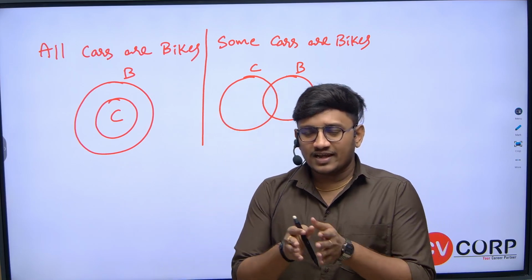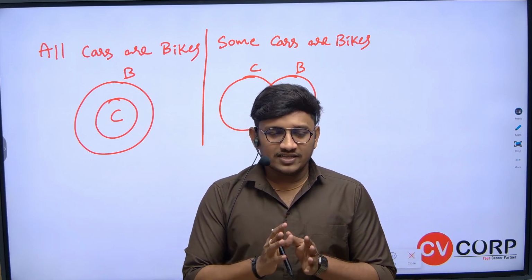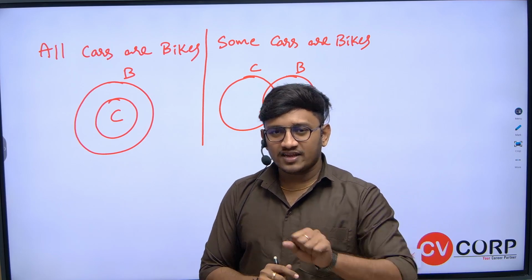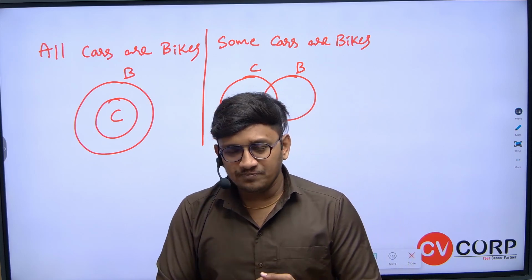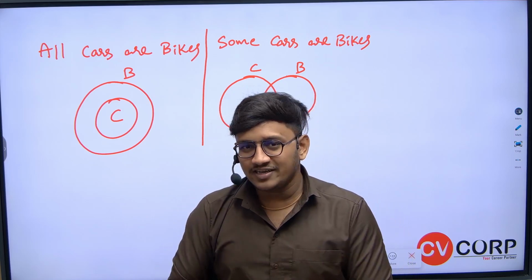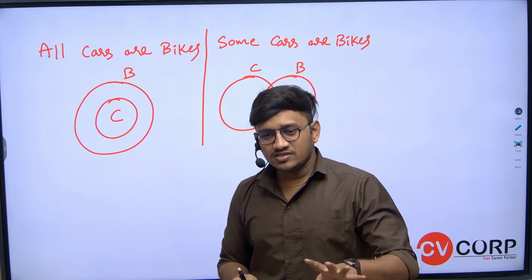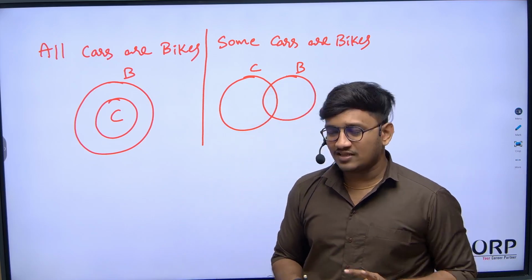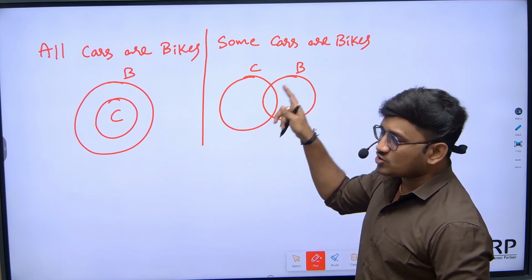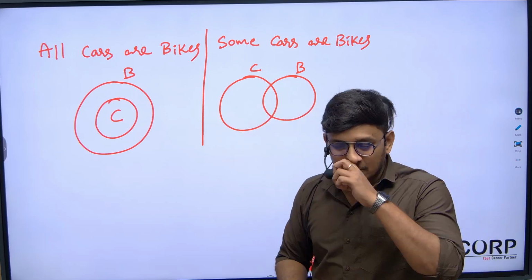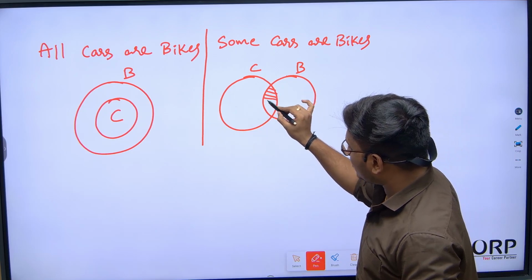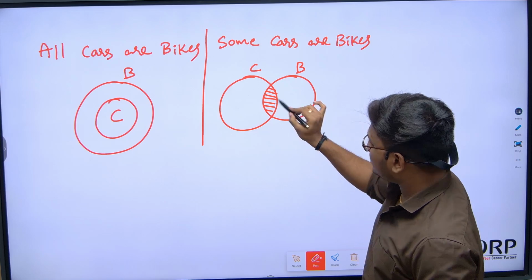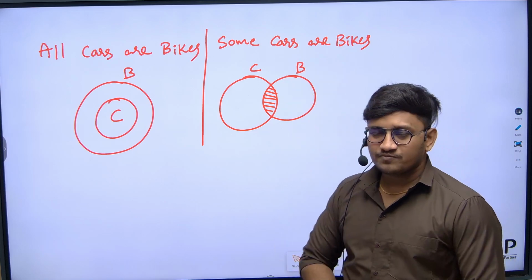Let's assume in a class of 50 students, if I say some students are there in the class, what's the meaning of that? I can also say some students are not there in the class, because when some students are there in the class, some are not there. When some cars are bikes, some cars are not bikes. For this particular statement, the area which I'm highlighting indicates some cars are bikes.